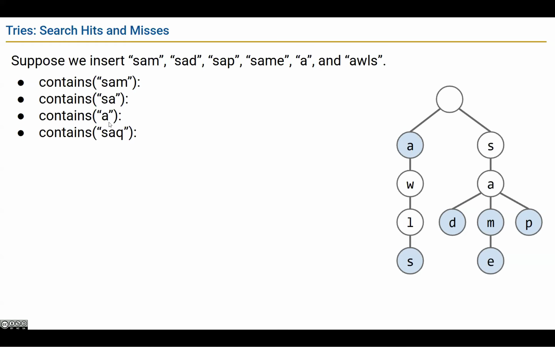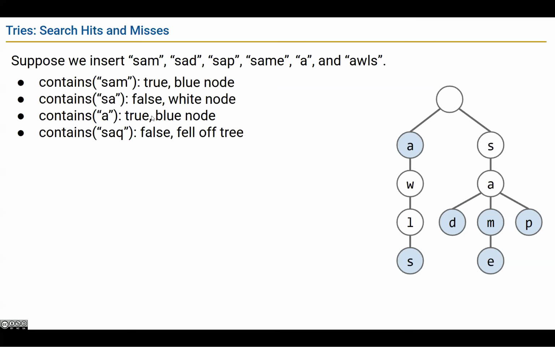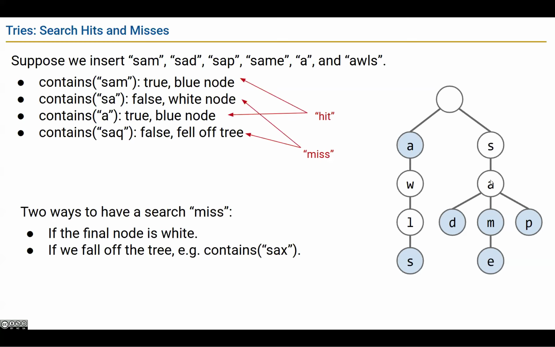Does this contain the word A? Yep, because we go down, it sees a blue node that is A, that's fine. How about SAQ? No, why not? Yep, you go to S, you go to A, you don't find a Q child, so you've gone off the tree entirely. So in a way, contains is going to have two ways that you can fail. If the final node you reach is a white node, then that means the word is not in your dictionary. If you don't even have a letter that's associated because you go off the tree entirely, then that also means that the word doesn't exist in our try.